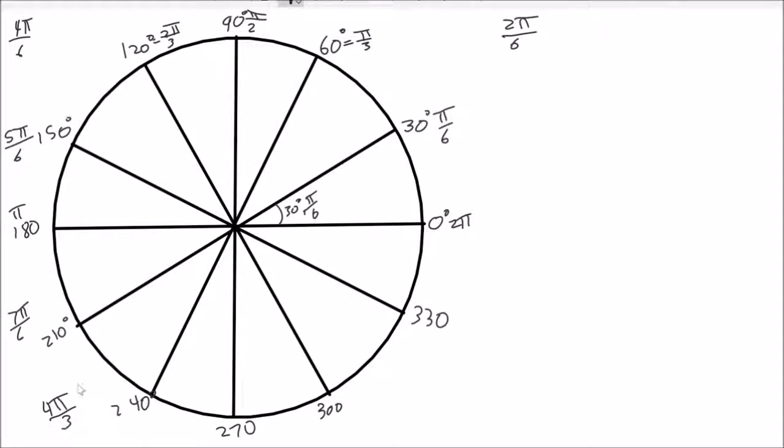Okay, 4 pi over 3, so 7 pi over 6, 8 pi over 6, 9 pi over 6, that simplifies to 3 pi over 2, which is exactly what we had on the other pizza. 7, 8, 9, 10 pi over 6, so that simplifies to 5 pi over 3. We had 7, 8, 9, 10, 11 pi over 6.